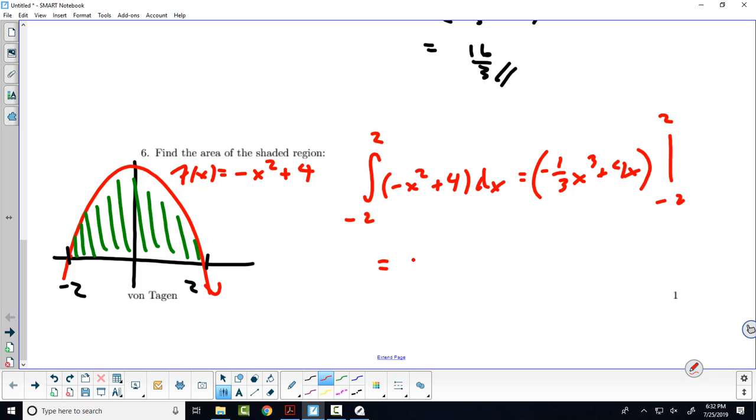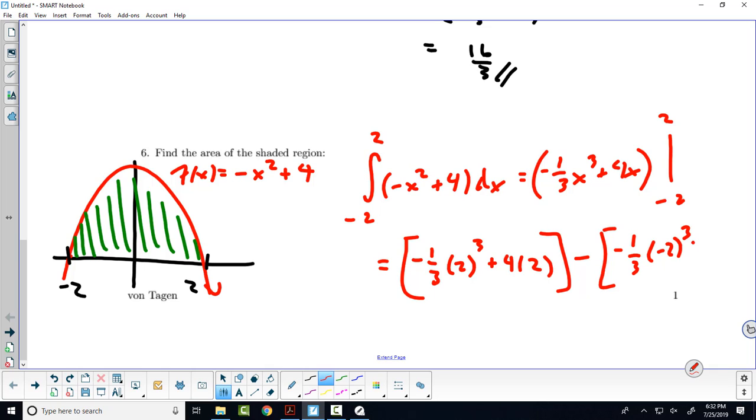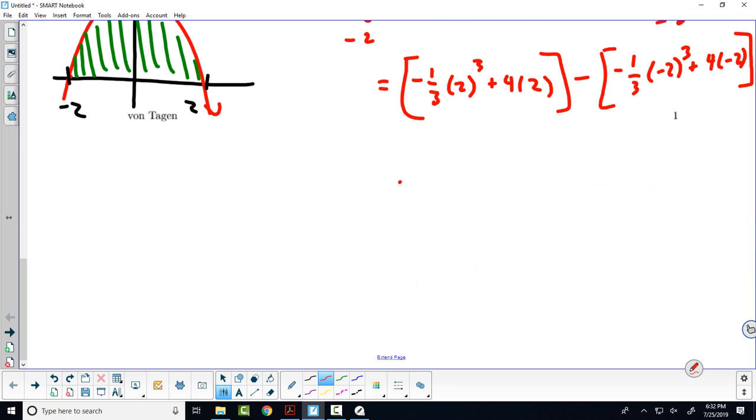So let's see here. This would be -1/3 times 2 cubed plus 4 times 2. That's for the upper limit of integration, minus the lower limit: -1/3 times -2 cubed plus 4 times -2. And I do want to actually see how all this computes out, so let's crunch it.